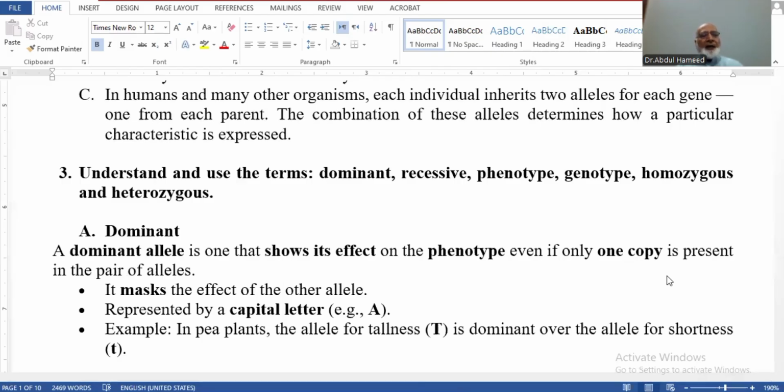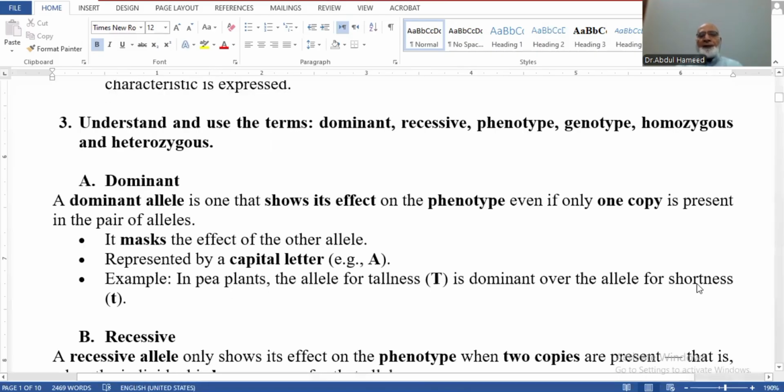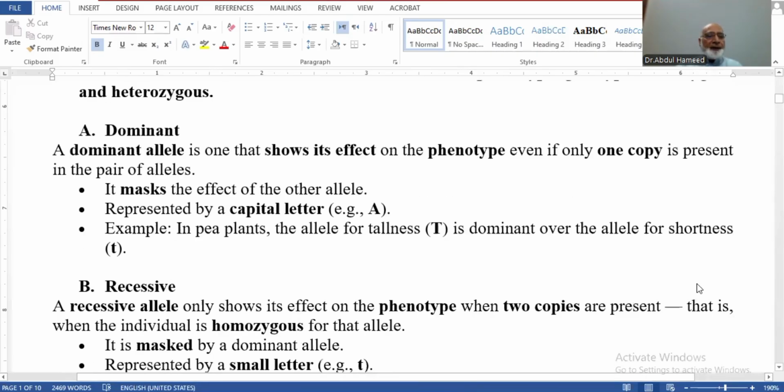So what is dominant? A dominant allele is one that shows its effect on the phenotype, that is the physical appearance of a character, even if it is present in a single copy, when the other allele is of a different type. Even then that allele can express itself and it masks the effect of the other allele, which is recessive. It is represented by a capital letter most of the time, if we use letters for a particular gene. Example, in pea plant, the allele for tallness, most of the time represented by capital T, is dominant over the allele for dwarfness or shortness, which is small t.